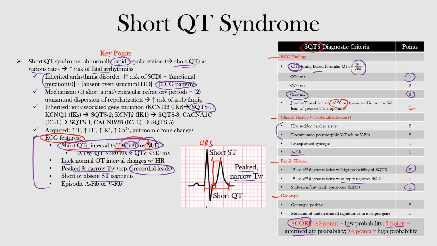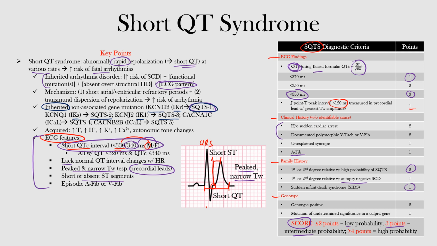And with that all leads to an increased risk of arrhythmia. Okay, and we said it can be inherited or acquired. The main feature we're looking at here is the inherited form, and in this case you have these ion-associated gene mutations. Okay, we saw this KCNH2 is the genotype 1, short QT syndrome type 1, okay, related with the potassium channel. Same thing with type 2, which is also a potassium channel, and type 3 is also a potassium channel. 4 and 5 are ones that have a little greater QT intervals, but have more to do with the calcium channels, okay? And then we mentioned a number of acquired causes: hyperthermia, acidosis, hyperkalemia, hypercalcemia, and autonomic tone changes.